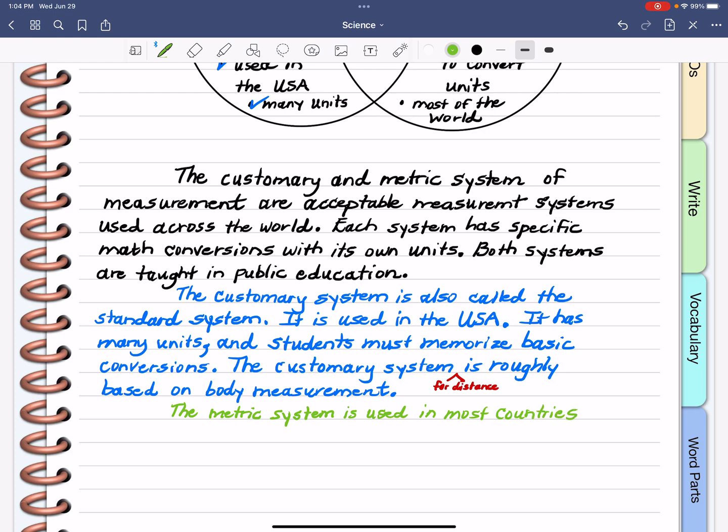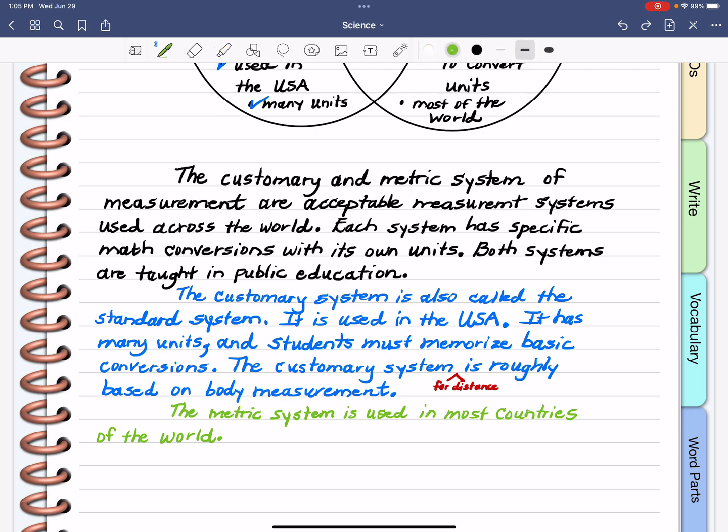So you see what I'm doing by following that same pattern of the paragraph? Let me show you. Because remember, my instructions were to tell the similarities and the differences. So we told that the customary system is used in the United States, and we're telling that the metric system is used in most countries of the world. So you see how we're showing a difference there, and that's what the instructions told us to do. That's very important that we follow the instructions that they give us.